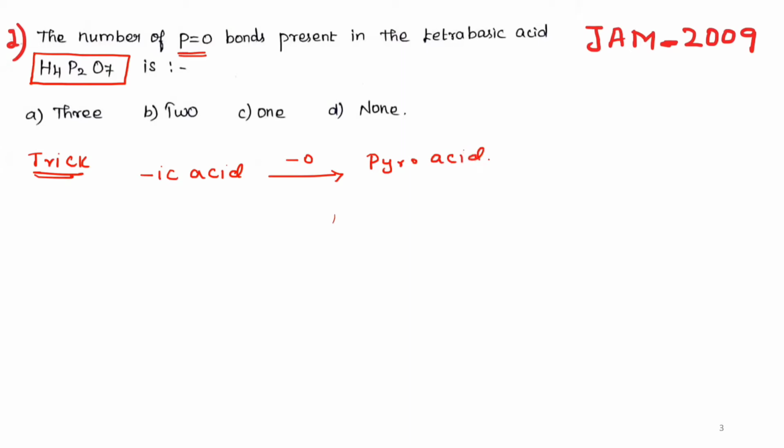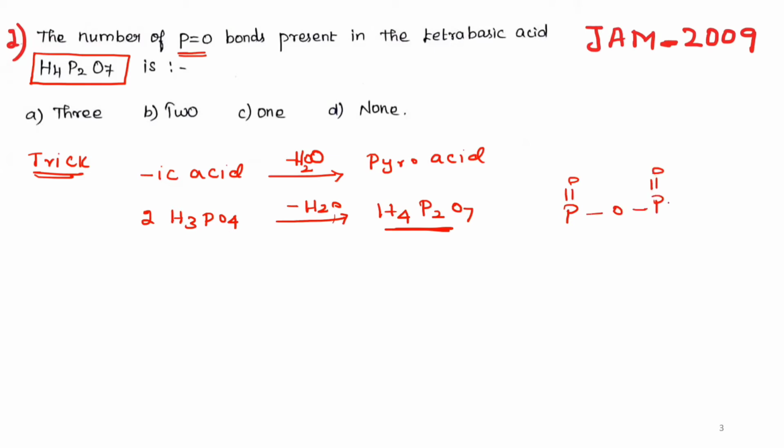What is the ic acid? H3PO4. I take 2 moles of ic acid and remove the water molecule. Okay, this is a water molecule, not oxygen. I remove the water molecule. What is the product? H4P2O7. This is the pyrophosphoric acid. What is the structure of pyrophosphoric acid? P double bond O, here oxygen, and here P double bond O, here OH and OH, here also OH and OH. How many P double bond O bonds? The answer is 2.